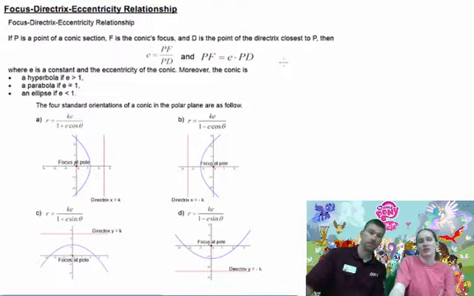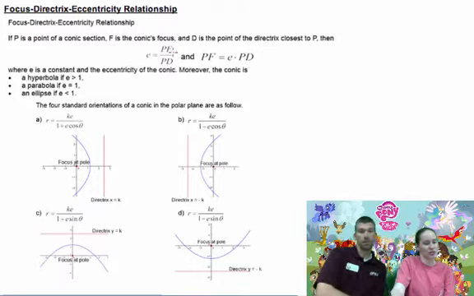We had the formula in our packet, E equals C over A. Because we may not know C and A the way these are set up, the idea, if you look at that picture up top, is that the ratio of P to F over P to D is what E is. From the eccentricity, we can tell if it's a hyperbola, a parabola, or an ellipse based on whether it's equal to 1, greater than 1, or less than 1.